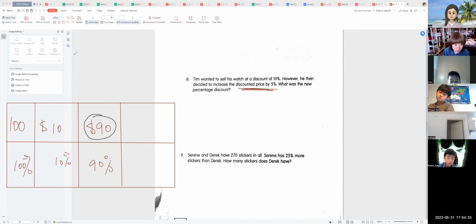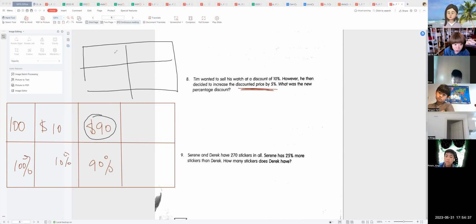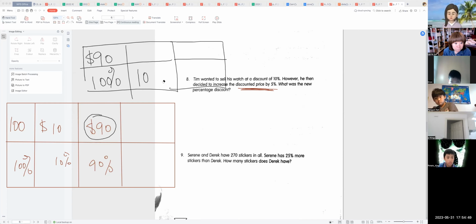But yeah, I'm going to ask you to make a new chart, everybody. So new chart is the new price right now is $90, and this one is 100%. And with increase to 5% is it's like that. And altogether is 105%. So 5% of 90 equals what?